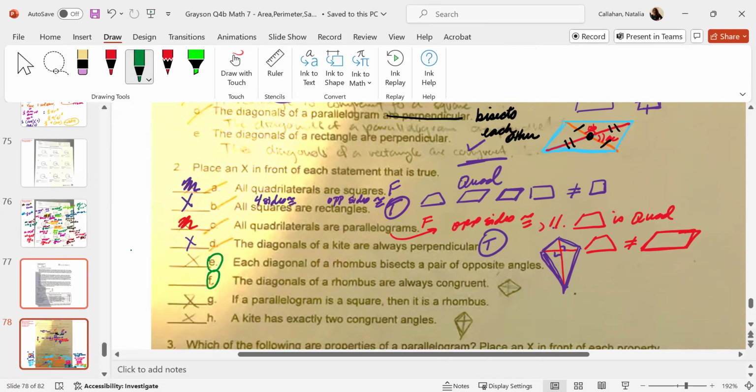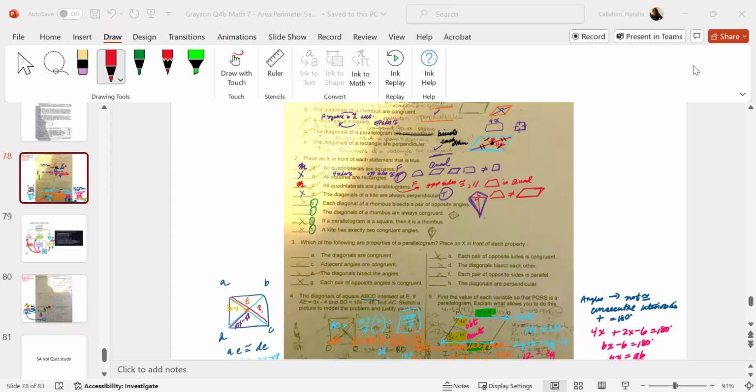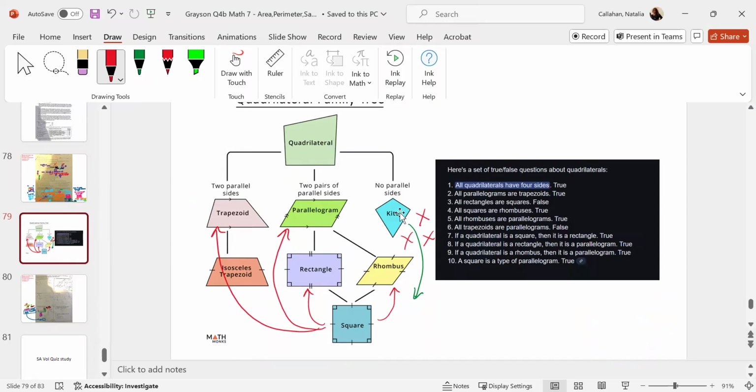For E, F, G, and H, I want you to draw the picture, please. Even though you're not correct, I want you to draw the picture. Go ahead and do that. Draw the picture and tell me why you chose that answer. Make sure you refer to this family tree right here. Quadrilateral just means anything with four sides.